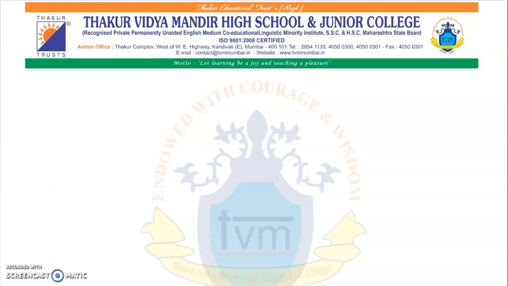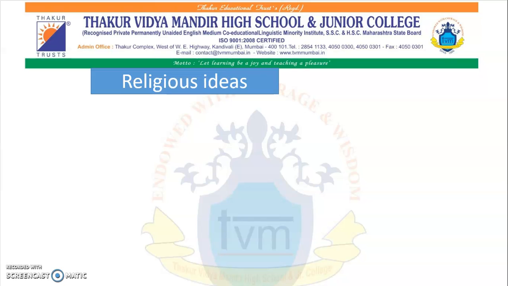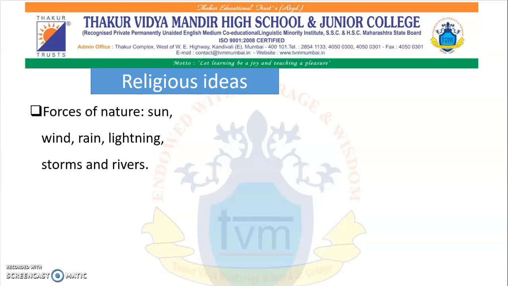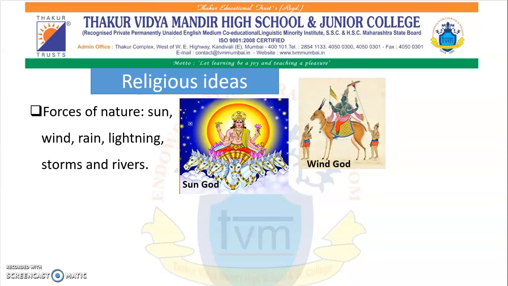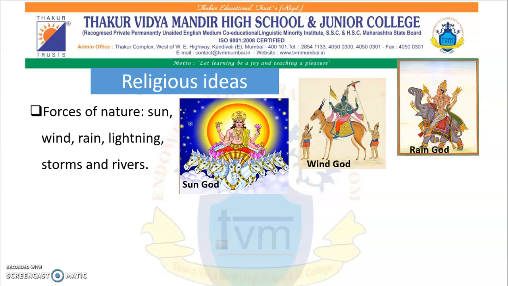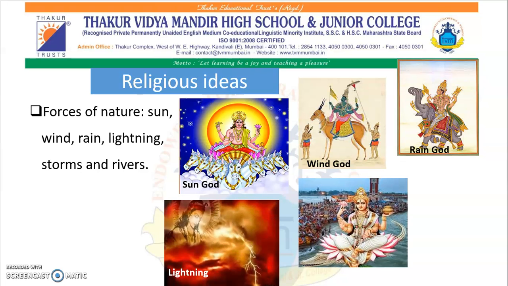Okay, let's begin with religious ideas. So in the religious ideas of the Vedic period, people used to worship different forces of nature like the sun god, wind, there was a wind god, rain, lightning, storms, and rivers. All these natural forces were worshipped and they were given the form of deities, idols.